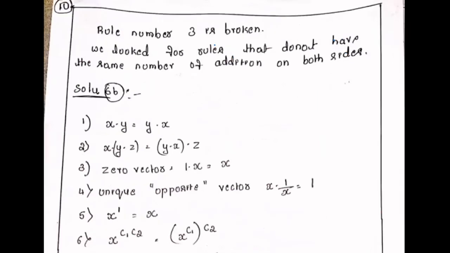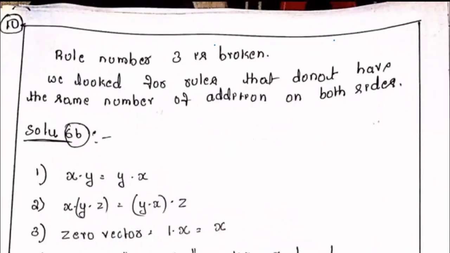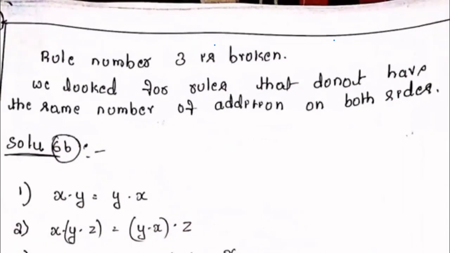And rule number 3 is also broken. This should be your mindset: you should look for rules that do not have the same number of additions on both sides. In x plus 0, on the left-hand side you have one addition, and on the right-hand side you don't have any. So you will not get the proper answer for this. Those are the kind of things you should look for in the 8 rules.